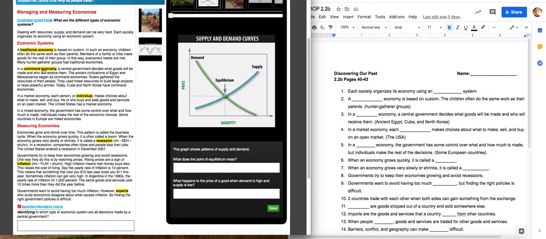Next one, number 3. In a command economy, a central government decides what goods will be made and who will receive them. The ancient civilizations of Egypt and Mesopotamia began as command economies. Rulers gathered the resources of their people. They used those resources to build large products or to raise powerful armies. Today, Cuba and North Korea still have command economies.